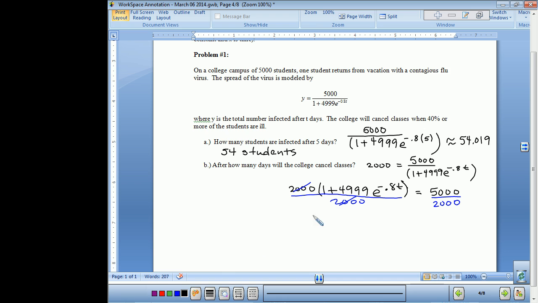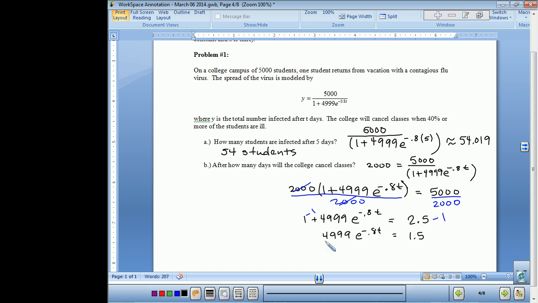So we get 1 plus 4,999 e to the negative 0.8t is equal to 2.5. Why would you not just add the 1 to the 4,999? Well, because the 4,999 is being multiplied times this. So we have to follow order of operations. The next thing we would do is just subtract the 1 to get it out of the way. So now we have 4,999 e to the negative 0.8t, and that equals 1.5.